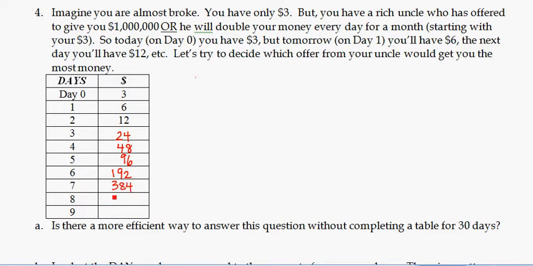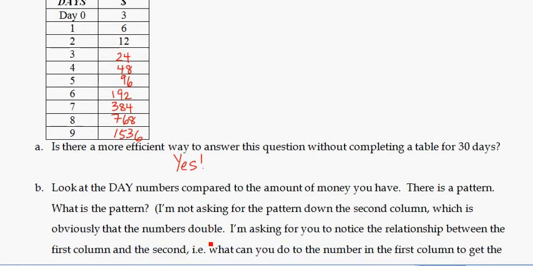At this point, you're probably wondering, man, there's got to be a more efficient way to do this, because we're already on only day 9. It's sort of seeming like, well, we're almost a third of the way through the month, and we're only at $1,500. It seems like $1,000,000 might be the way to go, but is there a more efficient way to answer this question? And of course, the answer is yes. So let's think about that. How do we do that?